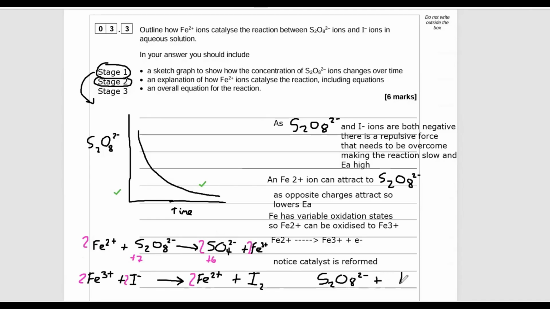So I could write it out with the Fe2+ and Fe3+ on both sides and then cancel, but I've kind of run out of room for doing that. I would ideally like to, but we're just going to cancel out the Fe2+s and the Fe3+s because they appear on both sides, and then we're going to be left with S2O8 2- plus I- goes to SO4 2- plus I2, and that is the overall equation, and that is going to get you all of the 6 marks. Okay, so there we go.